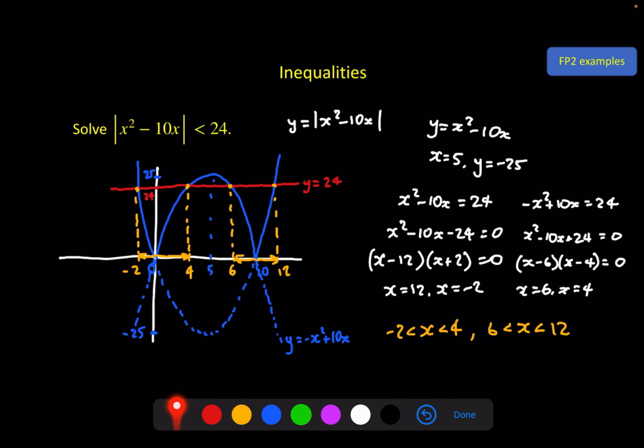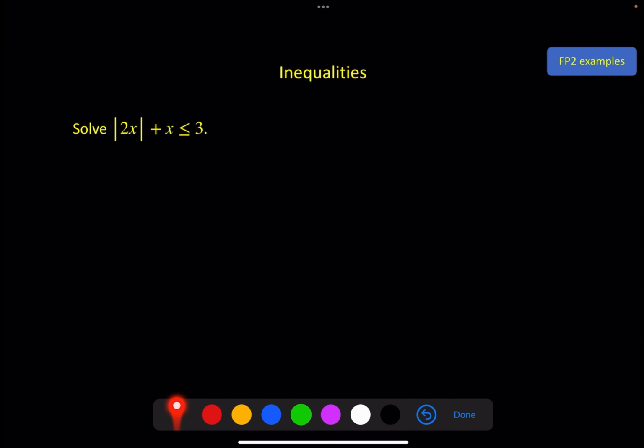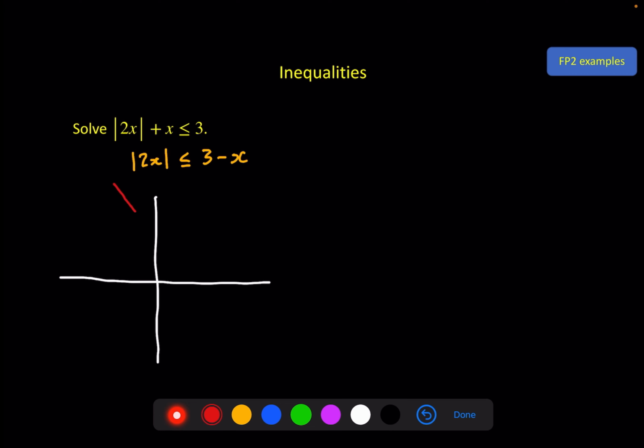And there we go. Second example requires us to do a little bit of rearranging, because we don't really want this modulus 2x and the plus x together. That's going to be really awkward to draw. So this obviously is the same as this, but it's now much easier because the modulus is by itself. 3 minus x is quite easy to sketch as well. So 3 minus x will look something like this.